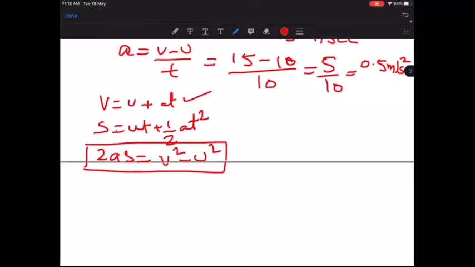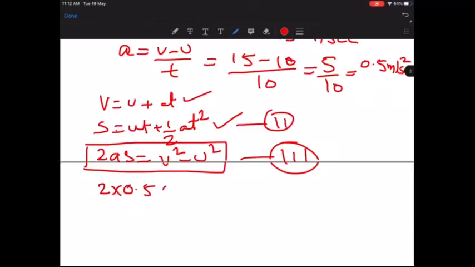Here you do not have S, so you cannot use that one. This also you can use because you have time with you. So any of these two, equation number 2 or equation number 3, you can use. So that's why I told you, write down the given data clearly. So you can use this, and just substitute the value 2 into what is the acceleration, 0.5.